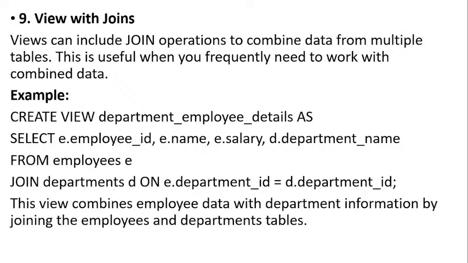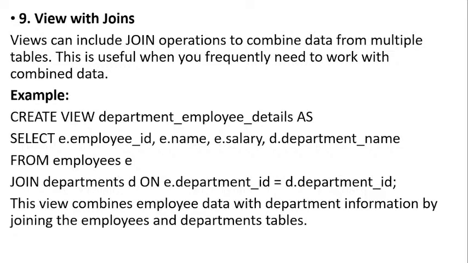Example: create view department_employee_details. That's the name of the view. As select e.employee_ID, e.name, e.salary, d.department_name from employees e. So you might be wondering what is e? E represents the employee table. Join department d. That means d represents the department table. On e.department_ID equal to d.department_ID.